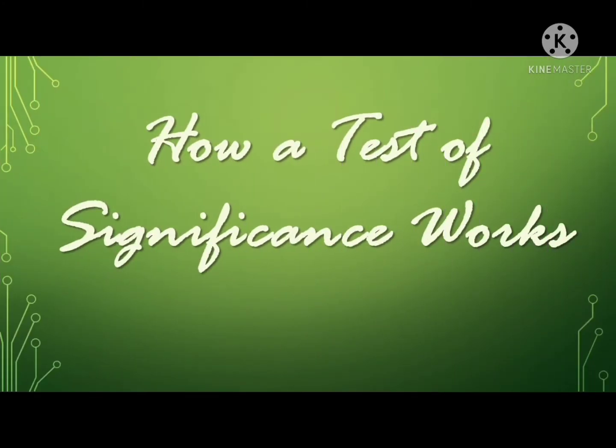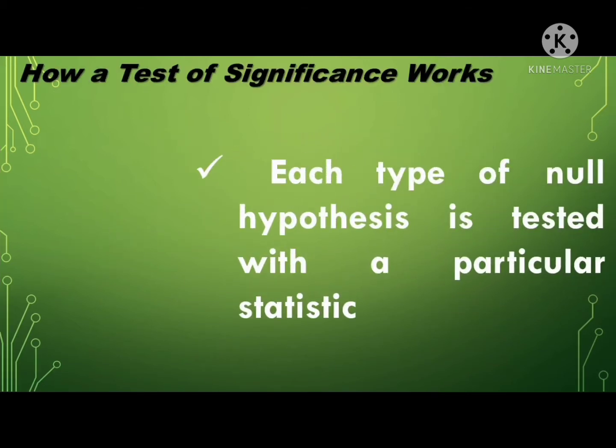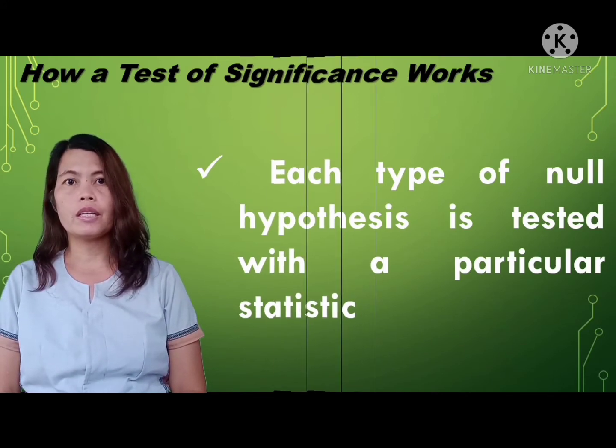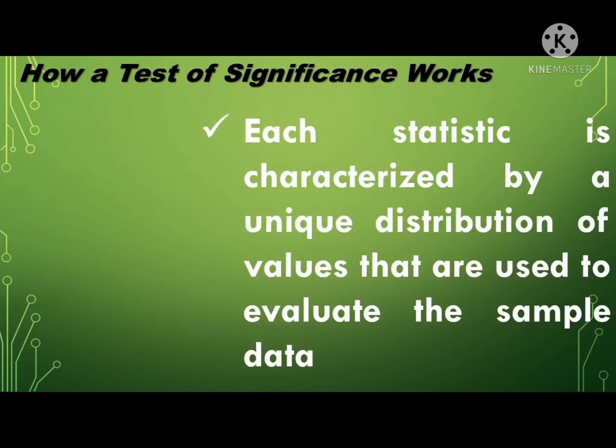How a test of significance works. Each type of null hypothesis is tested by a particular statistic. Each statistic is characterized by a unique distribution of values that are used to evaluate the sample data.